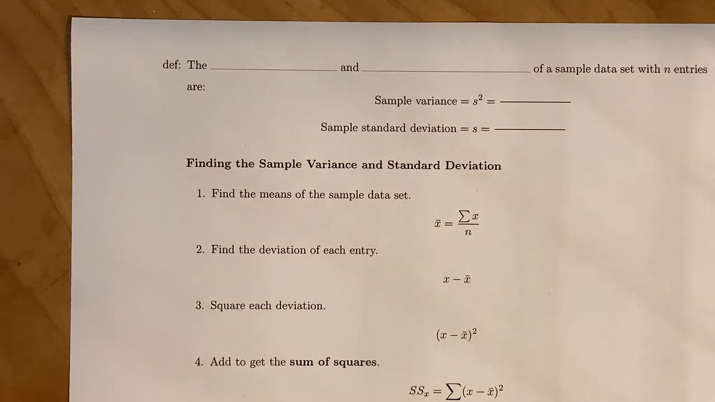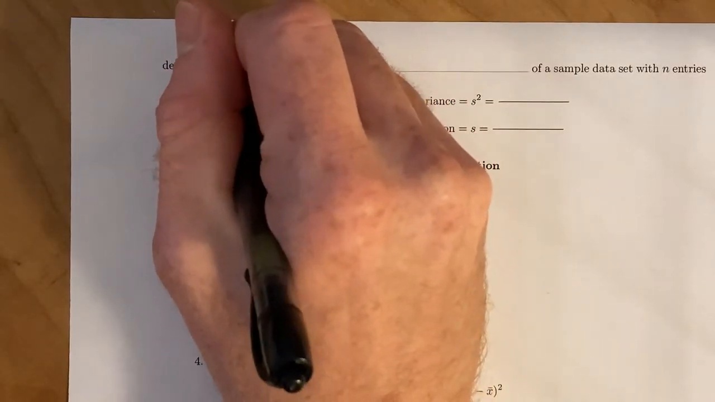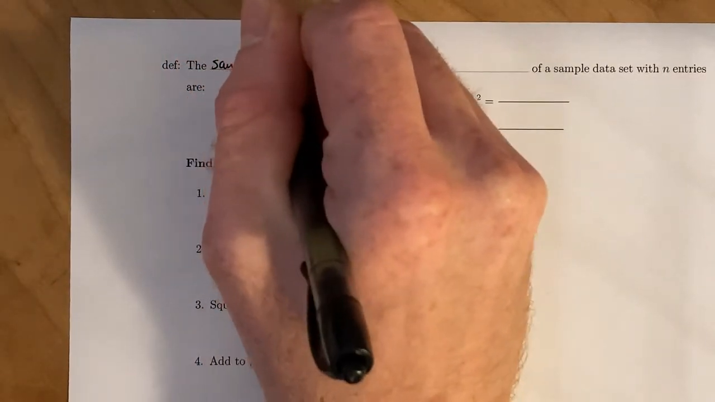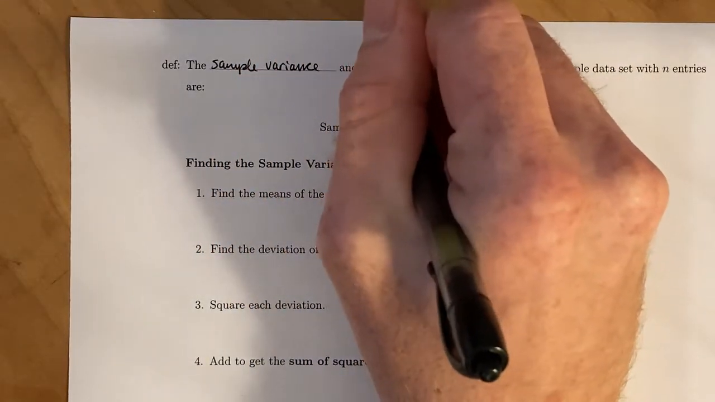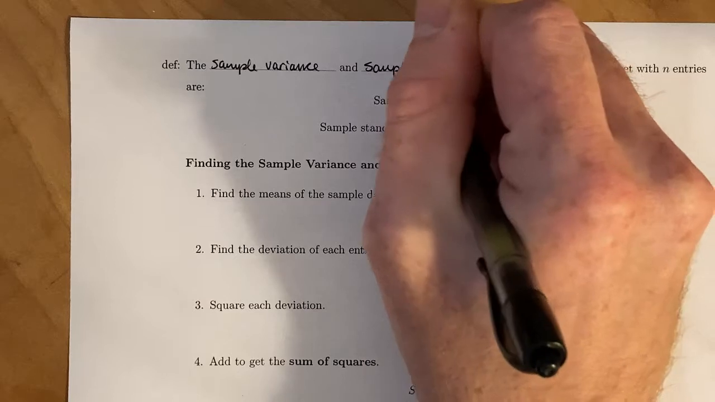Now, since it's not always feasible to get a population data set, we sometimes have to take samples. And more often than not, we're going to have to take samples to begin with. And so that leads us to the definition of a sample variance and sample standard deviation.